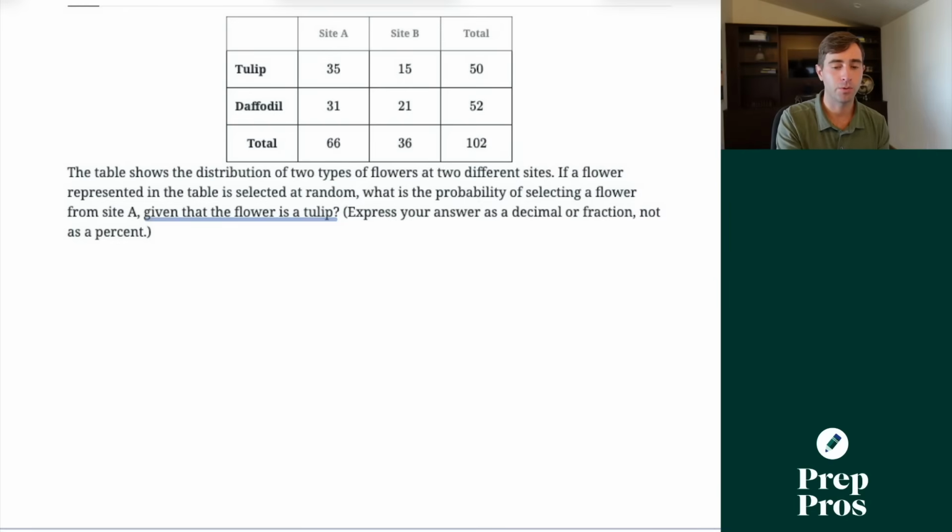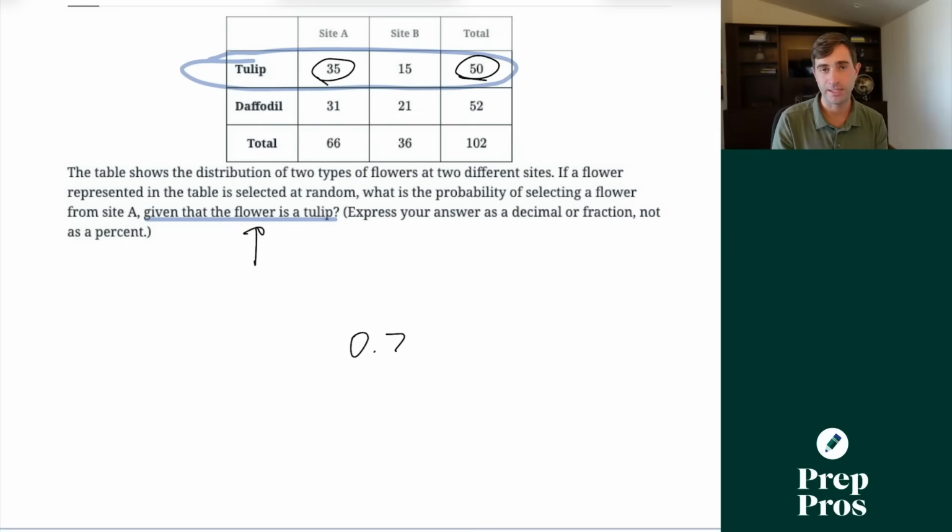So now we get to go through and we'll break this down. If a flower represented in the table is selected at random, what is the probability of selecting a flower from site A, given that the flower is a tulip? Now, this is our condition. Some students like to think of it as a restriction, because what this is saying is we're restricted to this portion of the table. Given that the flower is a tulip, what is the probability of selecting a flower from site A? So now we're just taking the site A out of the total tulips, 35 out of 50, and this will give us our correct answer of 0.7.